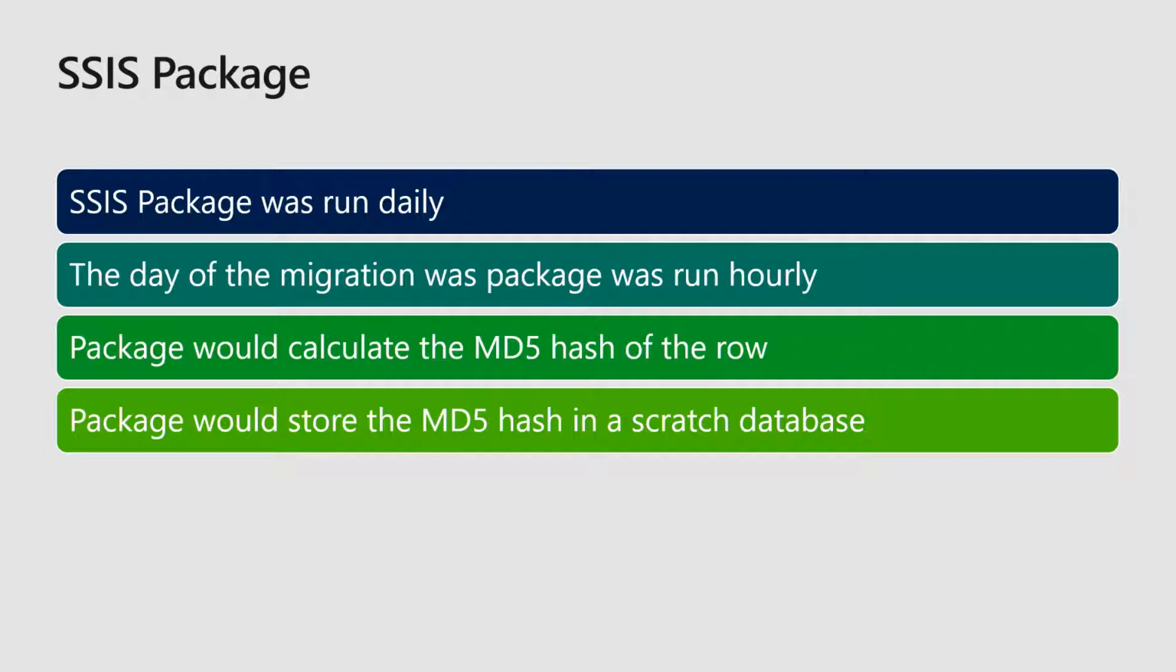We'd pull all the data from all these tables from the source system, calculate the MD5 hash of that row, and then compare the primary key and the MD5 hash we just calculated to the primary key and the MD5 hash we were storing in our Scratch database. If the row existed and the MD5 was the same, we simply threw away the row, because we knew the row hadn't changed.